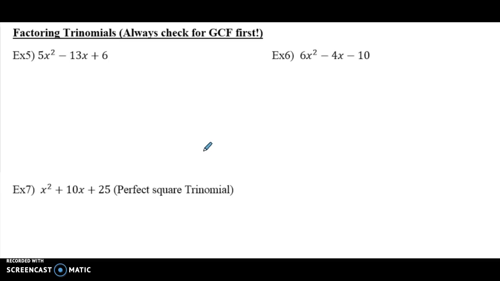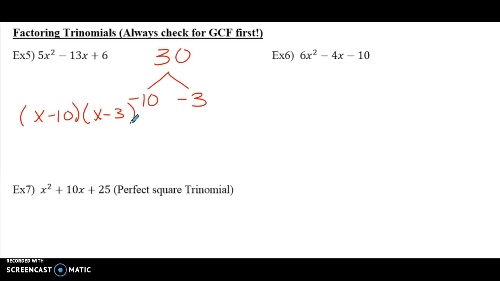So the first step is always GCF. Do we have a GCF of 5, 13, and 6? No. So we go straight into A times C. So what is 5 times 6? 30. And what are the factors? Well, let me ask you this first. What's the only way to multiply and get a positive number, but add and get a negative 13? 2 negatives. So what times what is 30, and those same 2 numbers add up to negative 13? Negative 10 and negative 3. So in our factors, we say x minus 10, x minus 3.